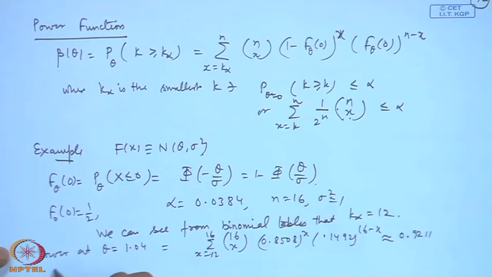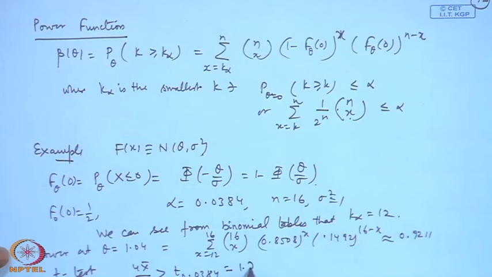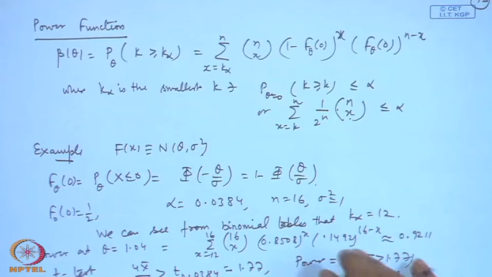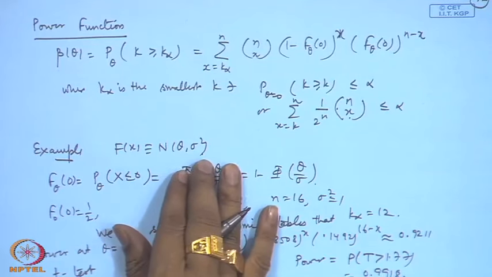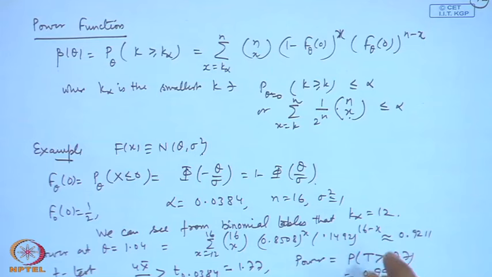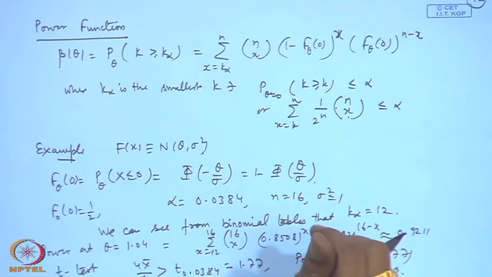If we consider the corresponding t test, that is, root n times x bar by s greater than t 0.0384, that is 1.77, then the power of this test is equal to probability of t greater than 1.77, that is equal to 0.9918. So, certainly we can say that the power of the sign test is less than the power of the usual t test that we already know, but this is under the assumption of normality. If we actually have no knowledge about this normality, then the t test will be miserable, it will fail, because it will simply give a wrong result.